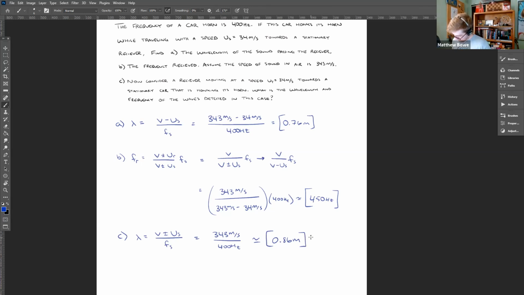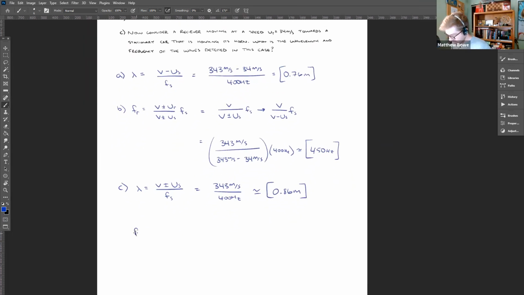Interesting. It's not the same as above. They're not equal, even though the receiver is moving towards the car at the exact same speed. What's going on here? Let's continue.